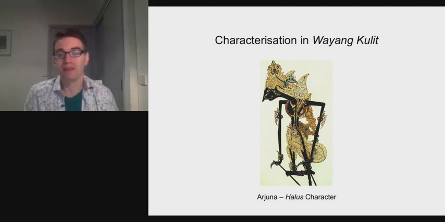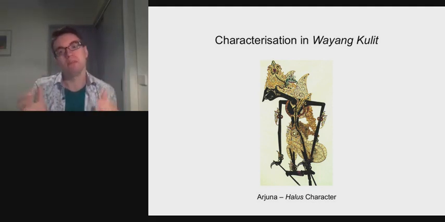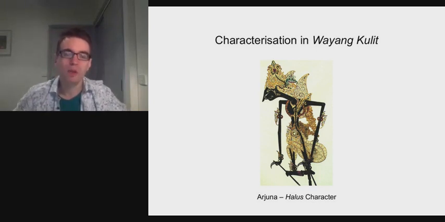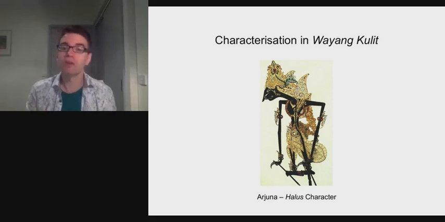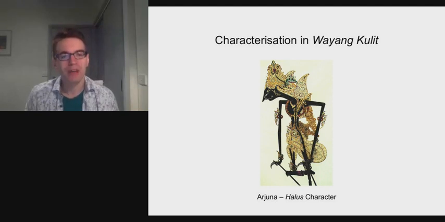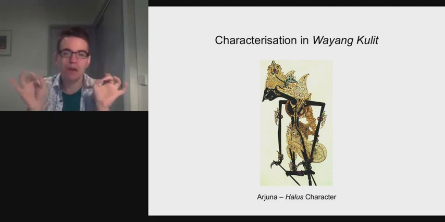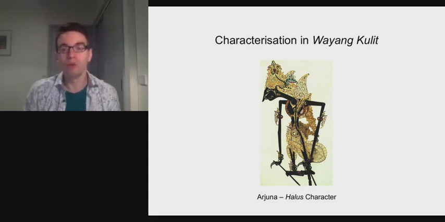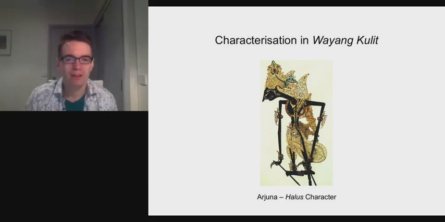But how can we tell this from just looking at the puppet? Well, we can see that he has a very thin body, and thin bodies in Wayang Kulit denote halus characteristics. We can also see in terms of his fingers that he has very long fingers, and he has a downward gaze, and he has very narrow eyes. These very narrow eyes and the downward gaze are other clues about the halus status of a character.